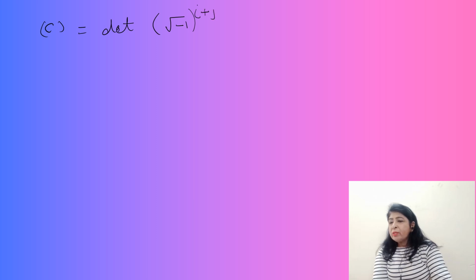Now we are given the C part as C, which is equal to the determinant of the matrix with entries under root minus 1 raised to power i plus j aij.